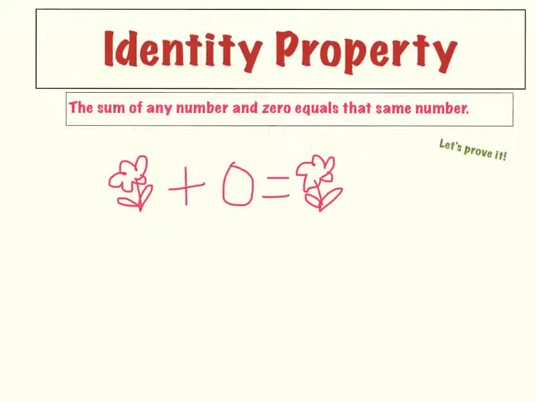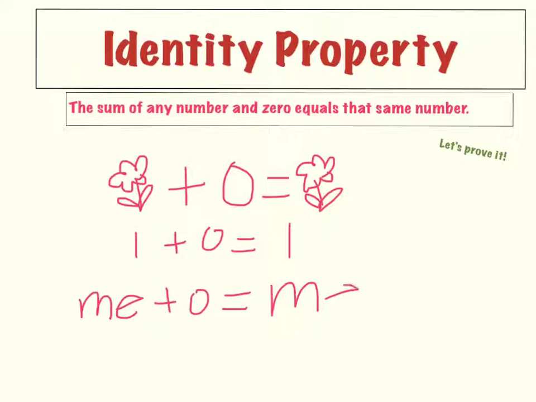If I have the number 1 and I add 0 to it, I hope you know the answer to that. The answer is 1. If I have me plus the number 0, the answer or the sum is going to still be me, because 0 means I'm not adding anything to it. They're all staying the same.